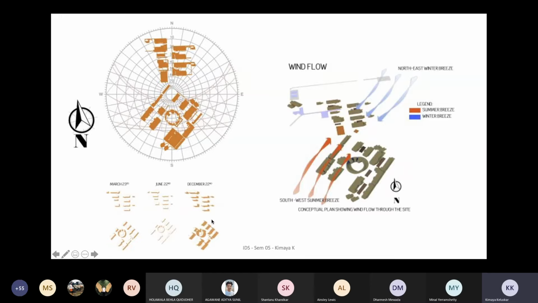Now, because we are higher in altitude, the altitude of the sun is right at the top. So you will never see very deep shadows, which you would see where the altitude of the sun is comparatively lower. And then there is the wind flow diagram.